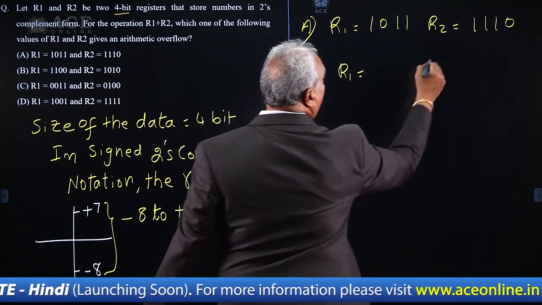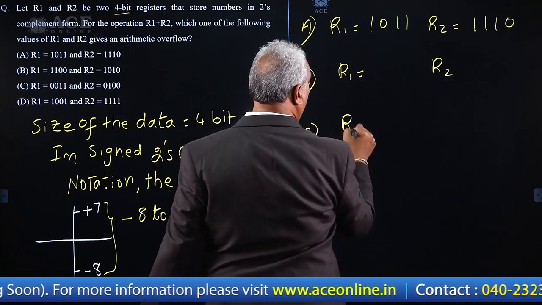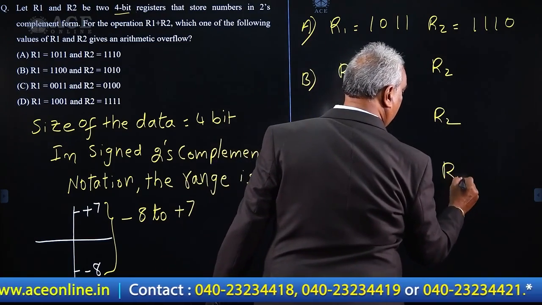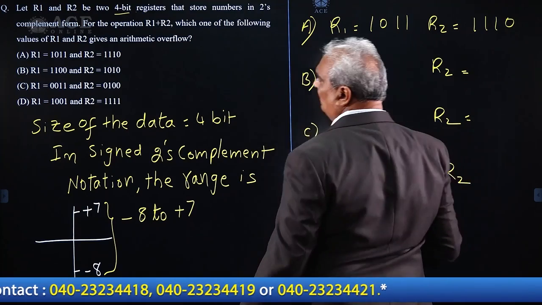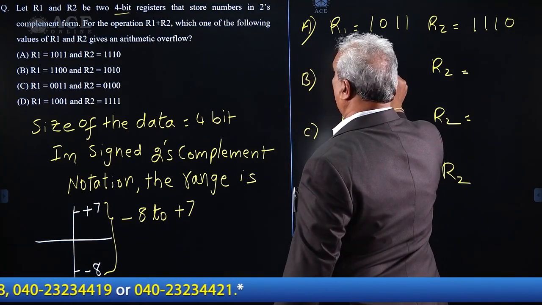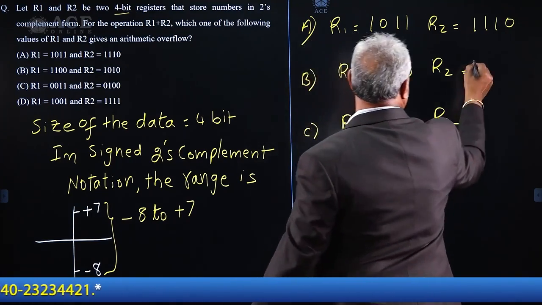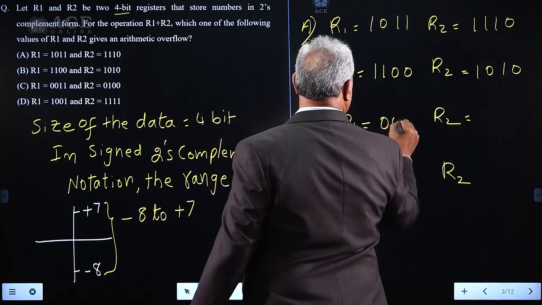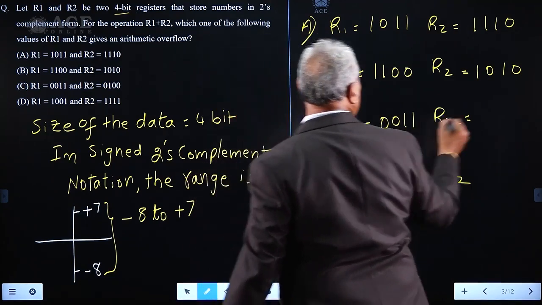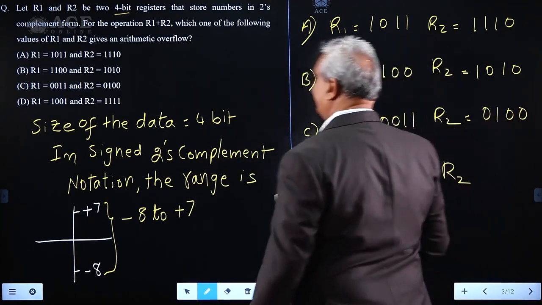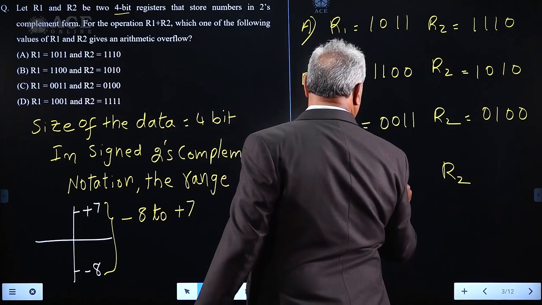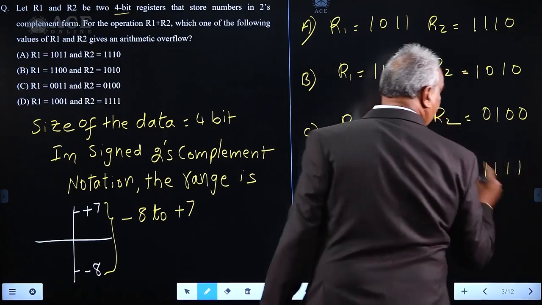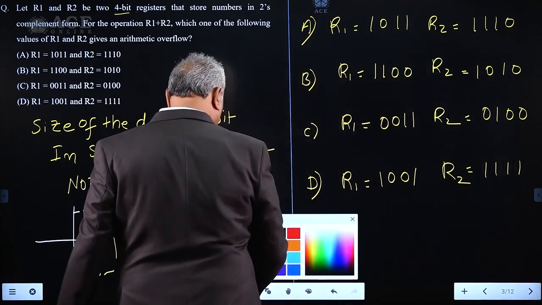R1 and R2. The R1 value in option B is 1100, R2 value 1010. In option C, R1 value 0011, R2 value 0100. In option D, R1 value 1001, R2 value 1111. Now find the decimal value for the same.